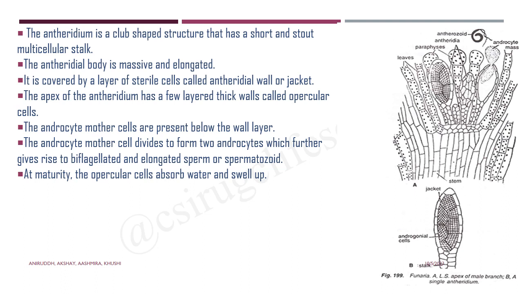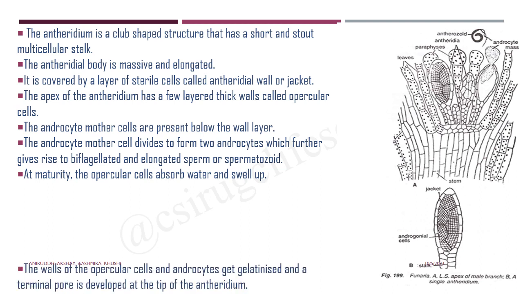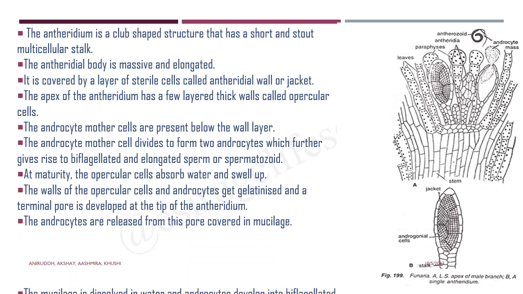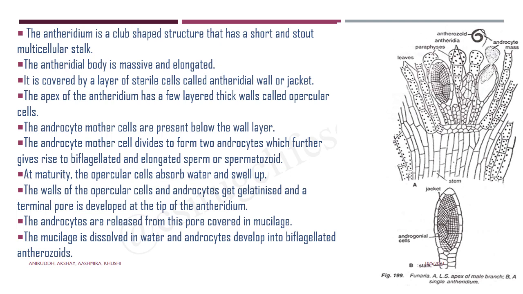At maturity, the opercular cells absorb water and swell up. The walls of the opercular cells and androcytes get gelatinized, and a terminal pore is developed at the tip of the antheridium. The androcytes are released from this pore covered in mucilage. The mucilage is dissolved in water and androcytes develop into biflagellated antherozoids.